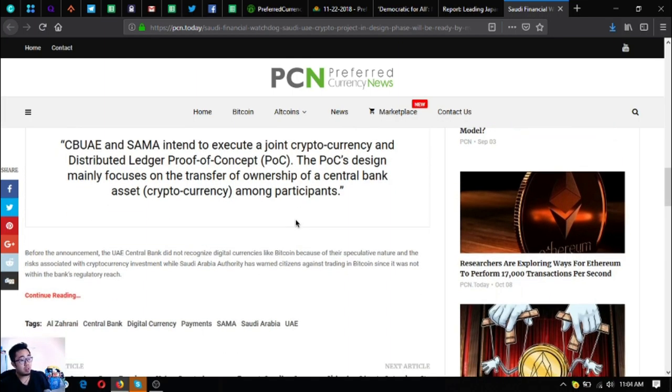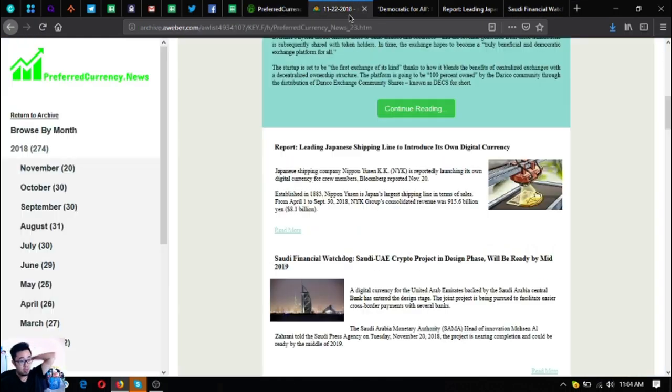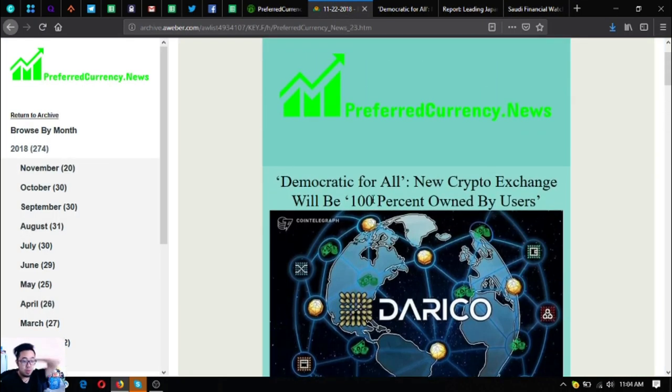For the announcement, the UAE central bank did not recognize digital currencies like Bitcoin because of the speculative nature and the risk associated with cryptocurrency investment, while Saudi Arabia authority has warned citizens against trading in Bitcoin since it was not within the bank's regulatory reach. Right? So those were the updates on the newsletter today.